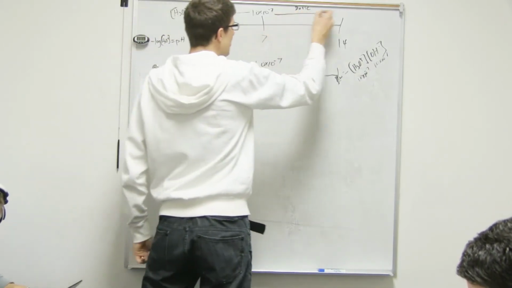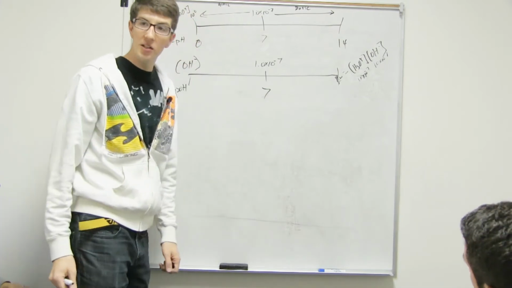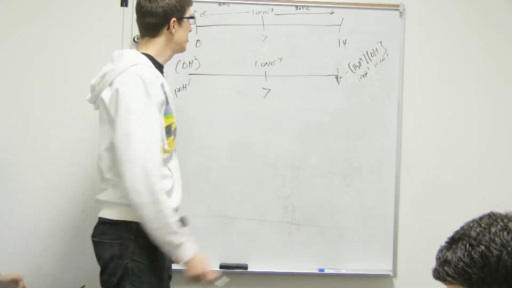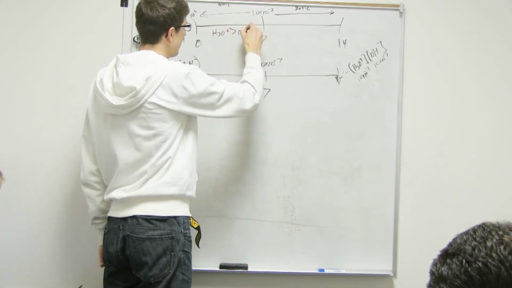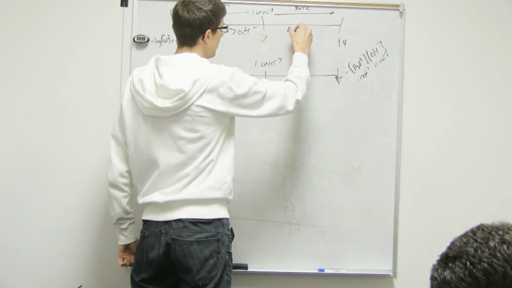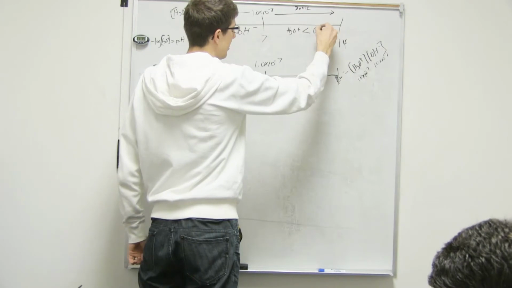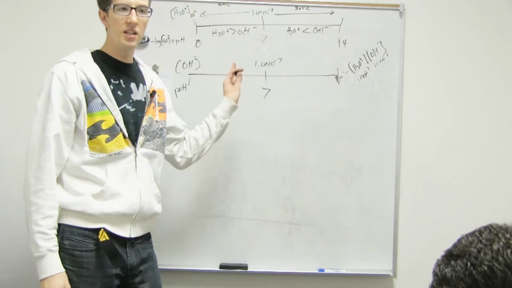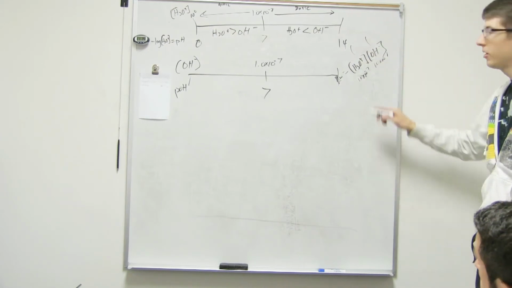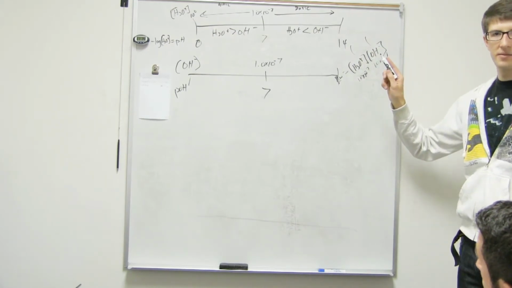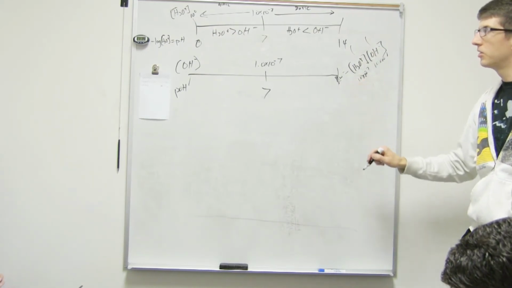That means if I go this way, I'm decreasing in hydronium, which means on this side, all it is is hydronium is in greater concentration than hydroxide. And on this side, hydronium is in less concentration than hydroxide. That's all acidity and basicity is. It's derived in this idea, this inverse relationship of hydronium compared to hydroxide. That's why Kw we can use.